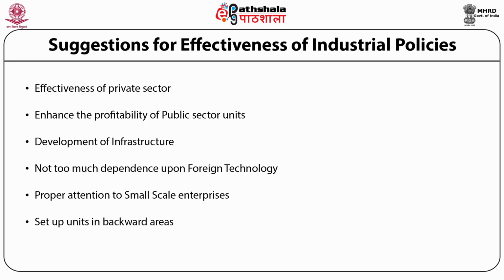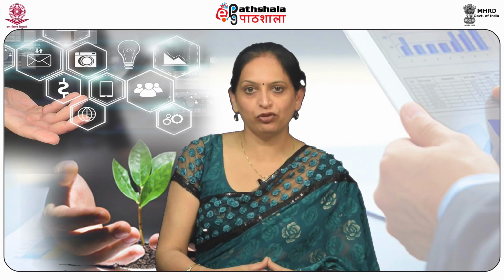Setting up units in backward areas for balanced regional growth, more and more incentives should be given to the industries who are coming to invest in the backward areas and in the industries where the gestation period is more. Lastly, the support to the domestic industrial units for their expansion should be more, rather than more and more profits to the foreign industries. Let's now discuss the industrial policy of 2010-15.